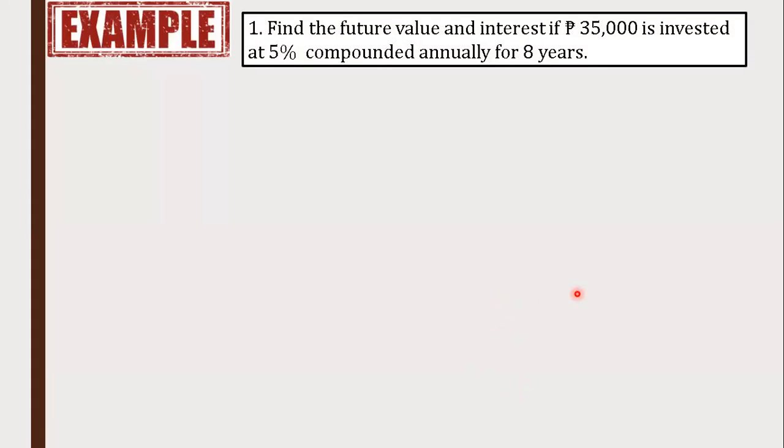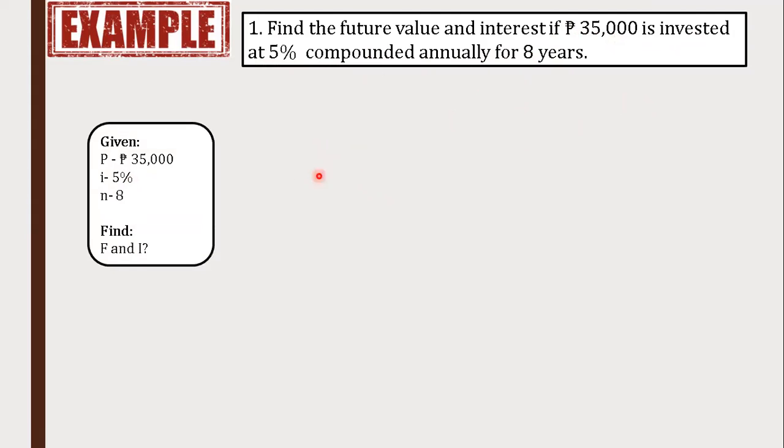First, find the future value and interest if 35,000 is invested at 5% compounded annually for 8 years. So try to analyze it well. The problem should be analyzed carefully. You should situate it carefully. We have 8 years. We have 5% compounded annually and 35,000 as our investment.